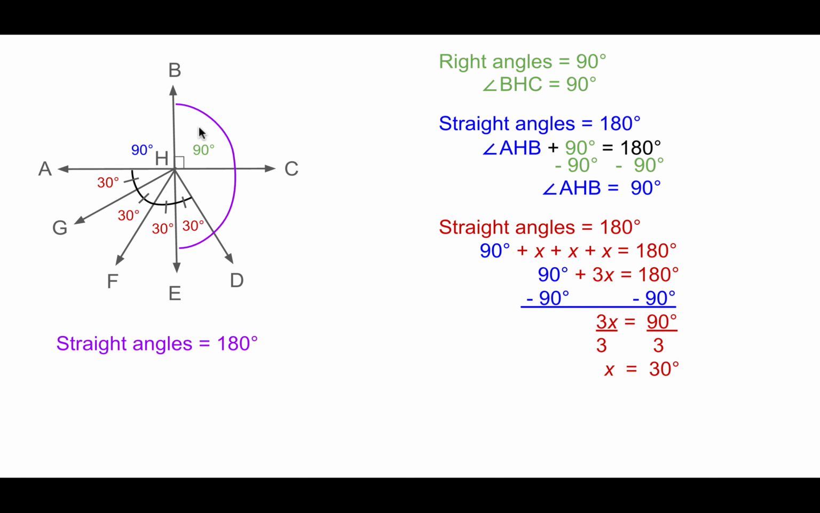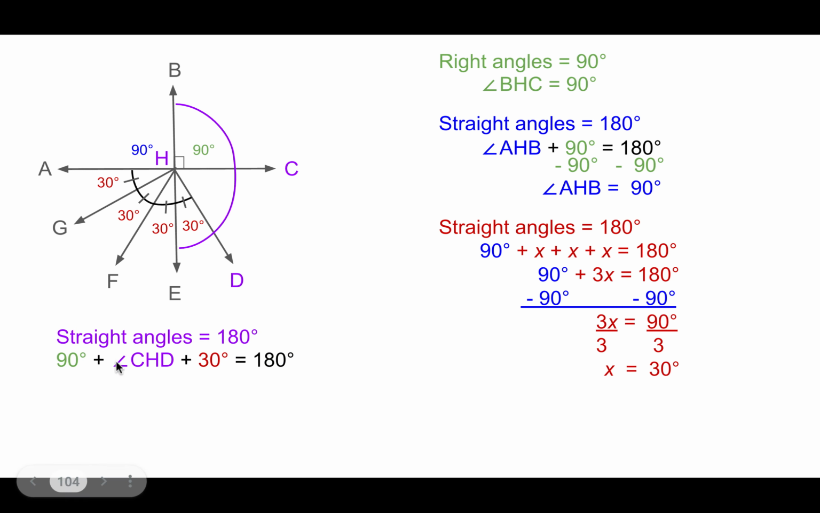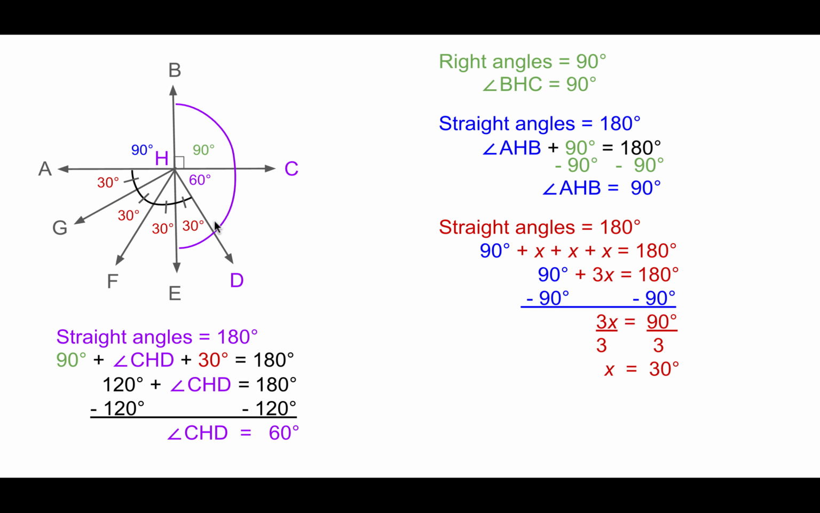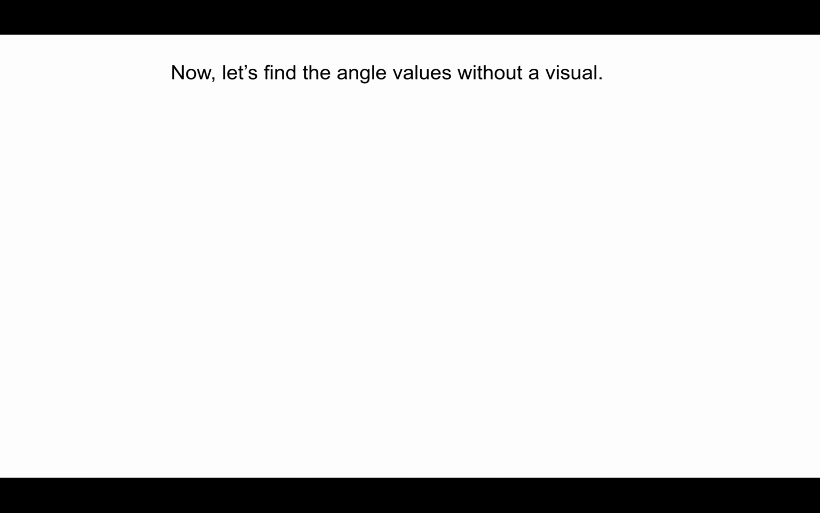And again, straight angles equal 180. So now I'm looking at this side of BHE. And I know that I have my 90 degrees. I have angle CHD and 30 degrees. I combine my 90 degrees and 30 degrees, 120 degrees. I subtract from each side, so angle CHD is 60 degrees. And again, if you add up all of these angles, it will equal 360 degrees.